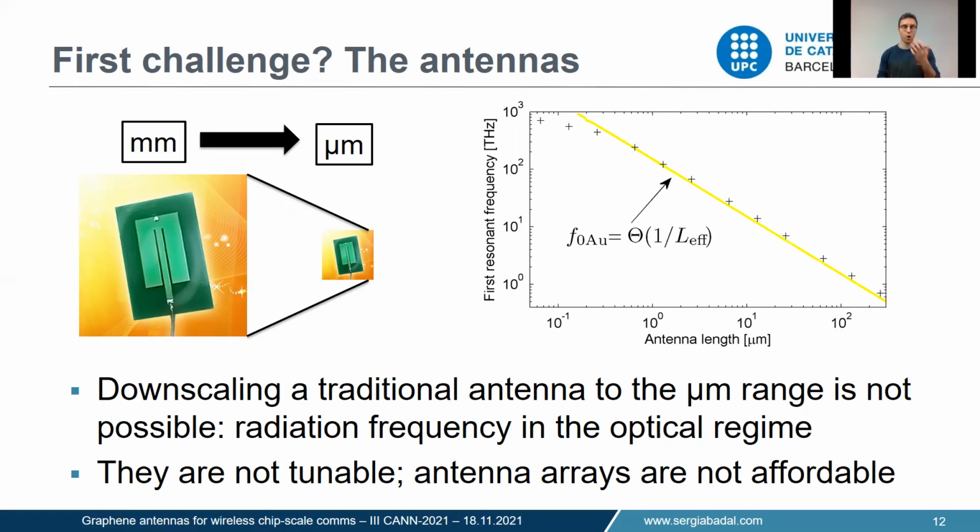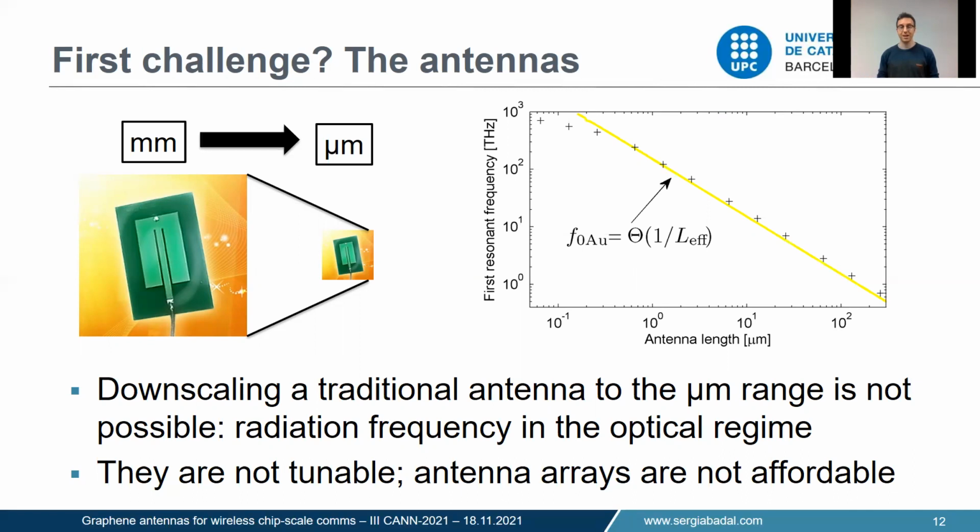So if we need to go to hundreds of micrometers, tens of micrometers, which would be very nice for the on-chip scenario, we cannot with metallic antennas, because that would be going to the optical regime, which means not having transceiver circuits and the circuitry necessary to establish the communication, and also having problems of distance-dependent path loss within the chip.